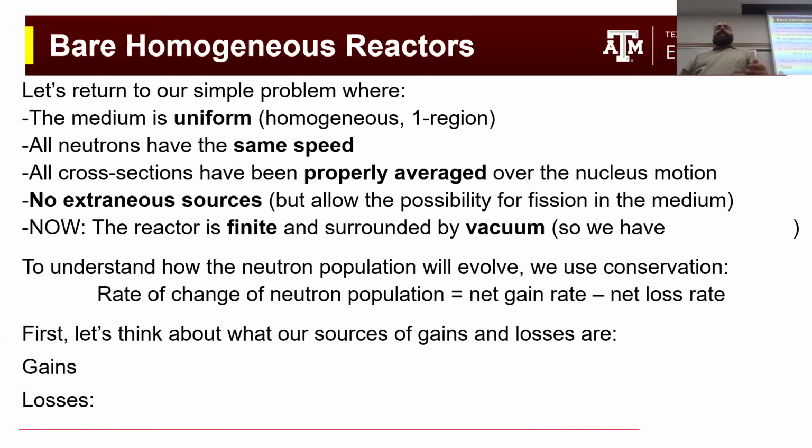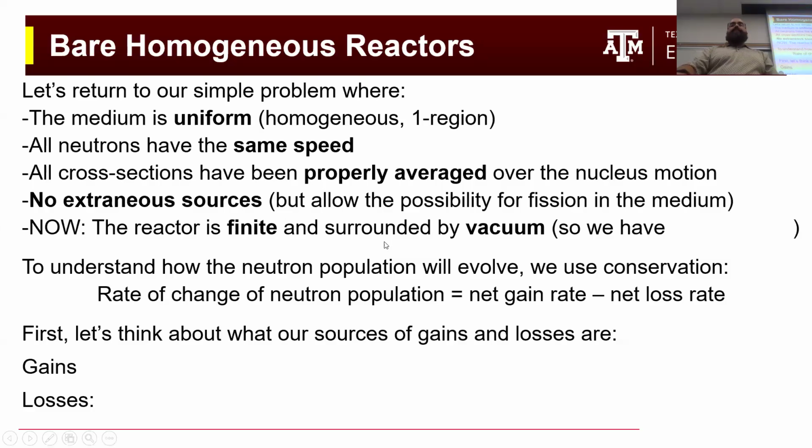So we're going to extend that simple problem. A lot of the stuff is going to be the same. We're going to assume a uniform medium, so no variations in our material properties. We're going to assume one group, so all of the neutrons have the same average speed. We're going to assume properly averaged cross sections. We're going to assume no sources, but we're still going to allow for there to be fission within the medium.